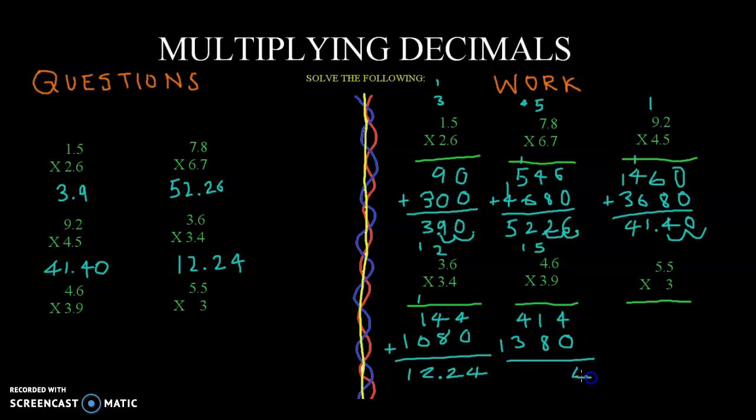4 plus 0 is 4. 17.94. Correct. Let's write it down. 17.94. And the last one, which I honestly think is the easiest one.